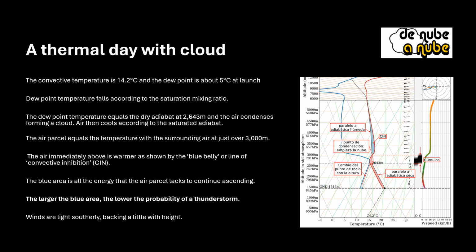The environmental air temperature immediately above this altitude is warmer than the air parcel, as shown by the blue bulge labelled CIN. This is the area of convective inhibition. The blue area is all the energy that the air parcel would need to overcome if it were to continue ascending. Note that the larger the blue area, the lower the probability of a thunderstorm. The cloud column to the right of the Skew T graphic in this case confirms this interpretation.